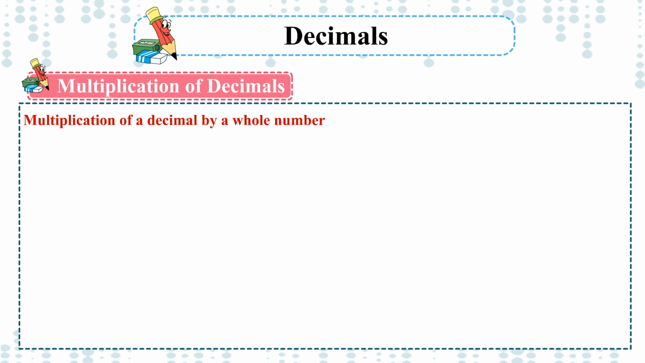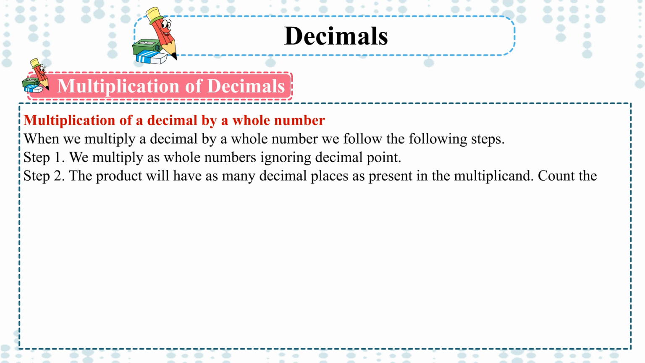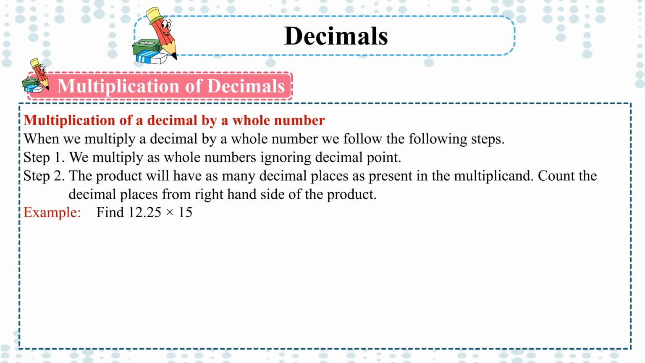Multiplication of a decimal by a whole number. When we multiply a decimal by a whole number, we follow the following steps. Step 1. We multiply as whole numbers ignoring the decimal point. Step 2. The product will have as many decimal places as present in the multiplicand. Count the decimal places from the right-hand side of the product.